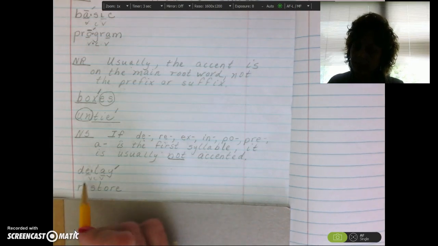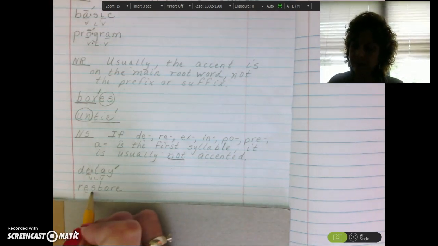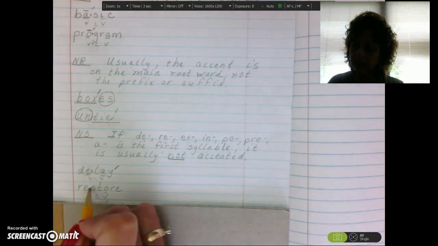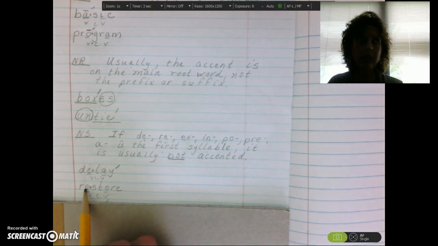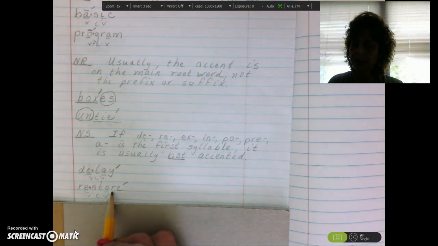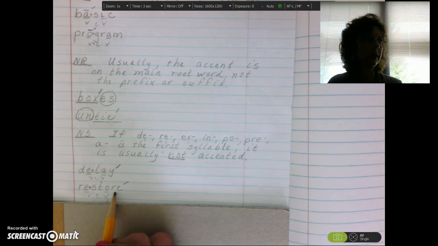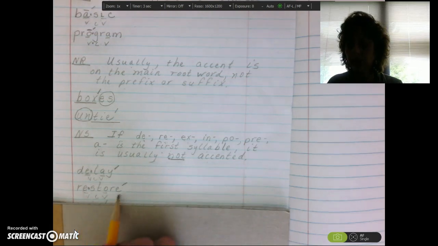All right, next word. We should caution ourselves when we see this. It could be considered a prefix or it could be part of the base word. We have vowel, consonant, vowel again. ST is a blend, so it counts as one. Divided here. Heads up, we've got the RE, so we're going to accent this part of the word, this syllable. It's restore. Not restore, it's restore.